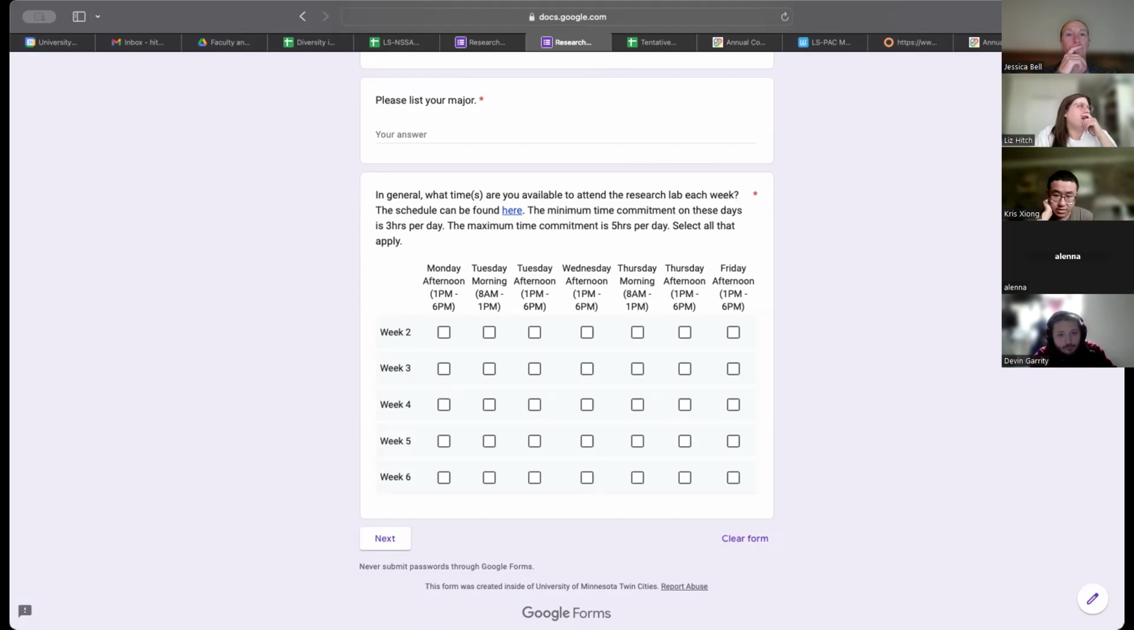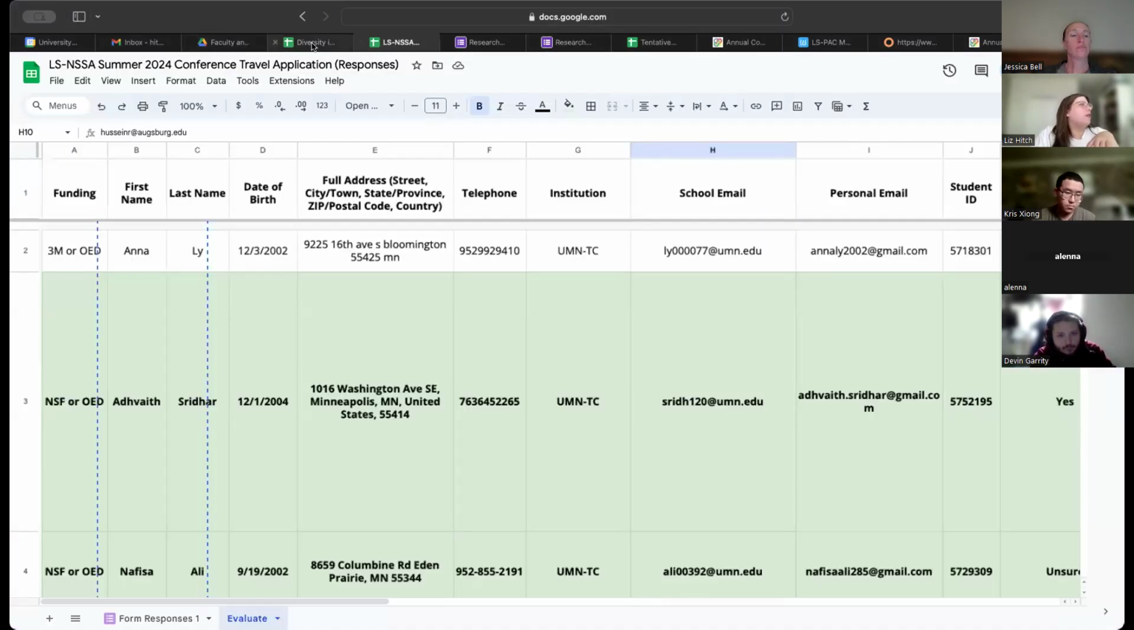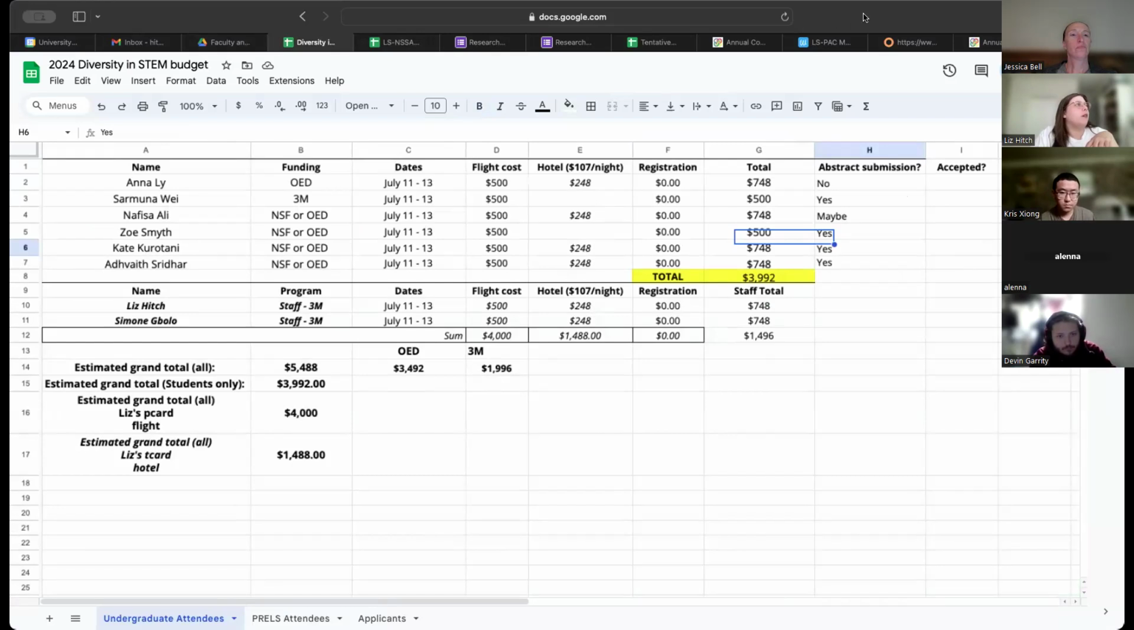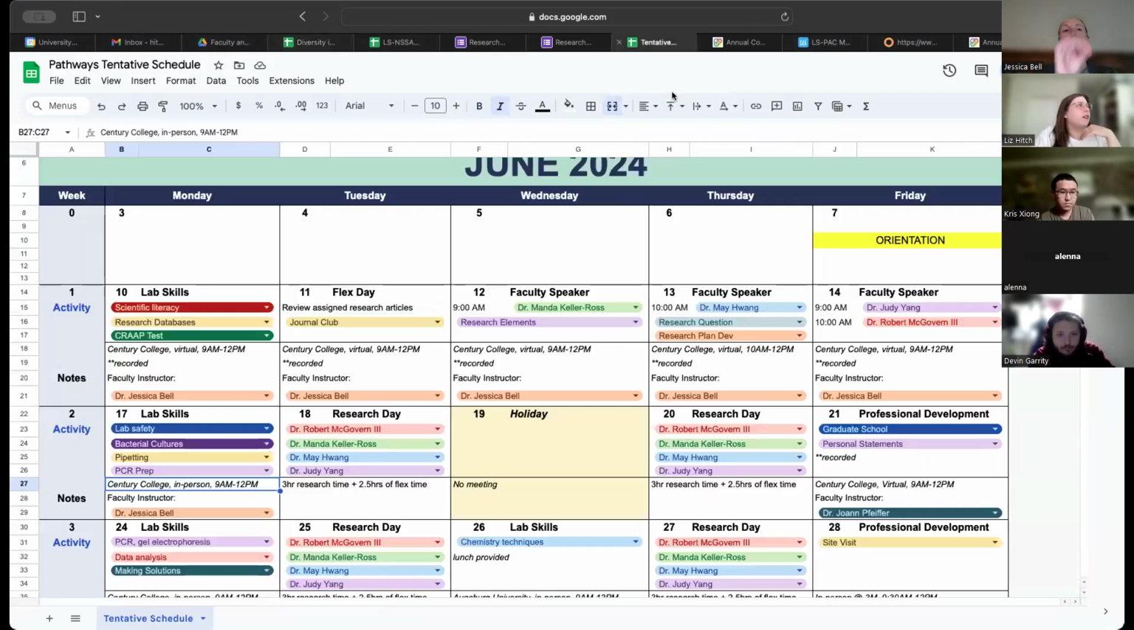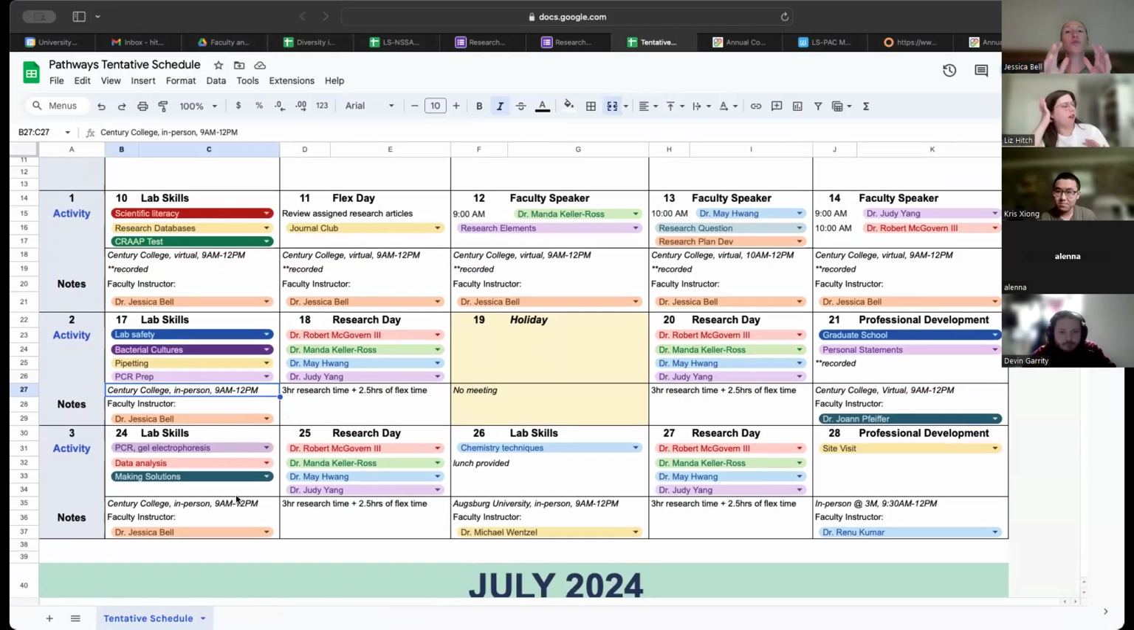Yes, but then does that mean that we have to go to the required days too? That's right. We're not asking for additional time. Let's clarify that. If you spend 3 hours on a Wednesday afternoon instead of doing it on a Tuesday, you don't have to spend that lab time on Tuesday. But it is in addition to lab skills and professional development.